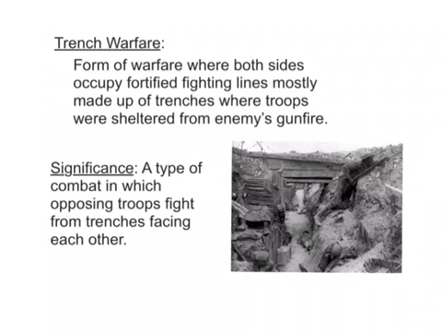Our next key term is trench warfare. This is a form of warfare where both sides occupy fortified fighting lines, mostly made up of trenches, where troops were sheltered from enemy gunfire. The significance of this term is that it's a type of combat in which opposing troops fight from trenches facing each other. Make sure that you're writing down this example or significance, using key terms, or drawing a picture in the far right-hand side of your vocabulary chart.